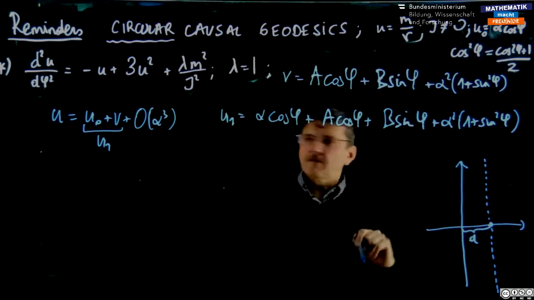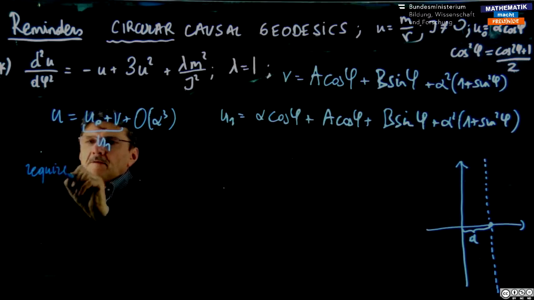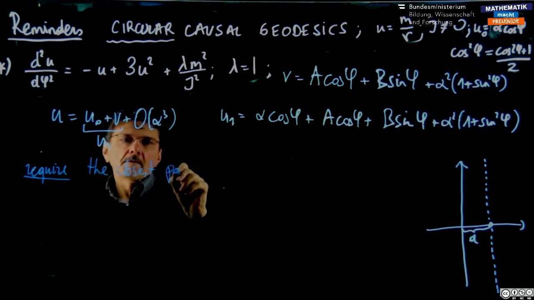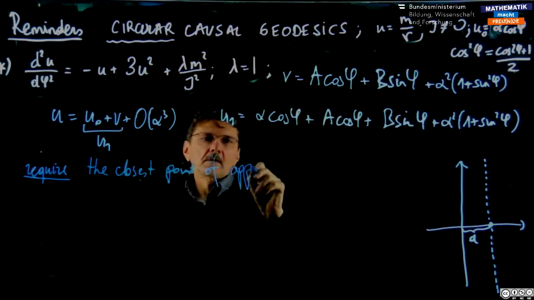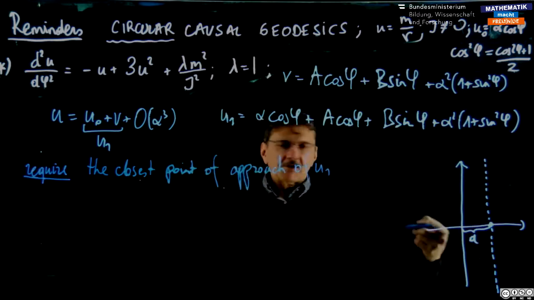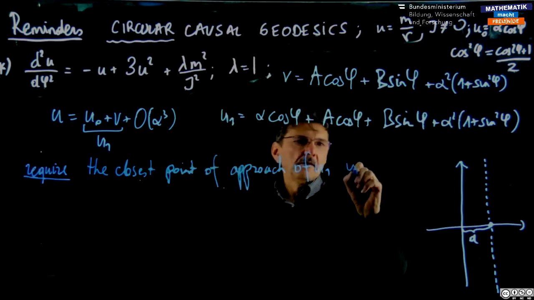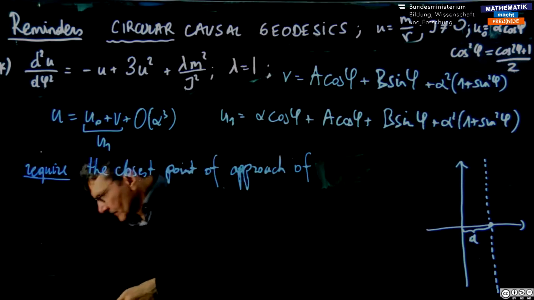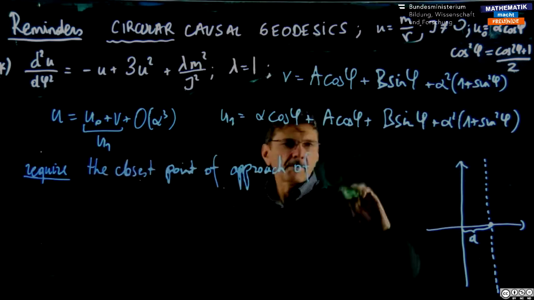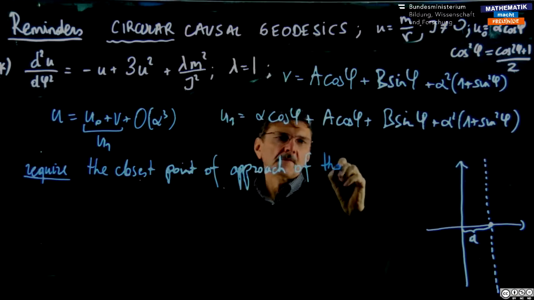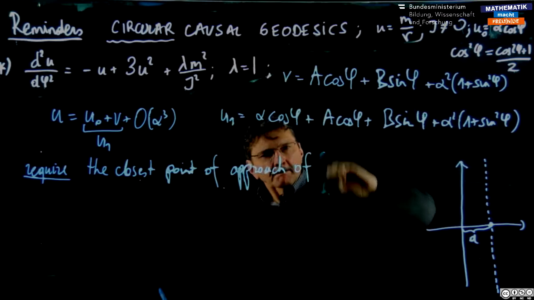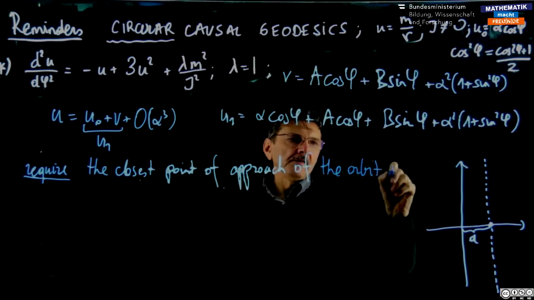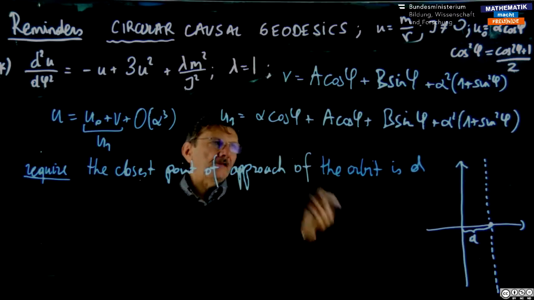So to mimic this, we're going to require that the closest point of approach of the orbit to the origin, which is where the black hole sits, is d. I shouldn't write U1 because U1 is actually 1 over distance, so of the orbit is d, and so that is going to fix those constants.